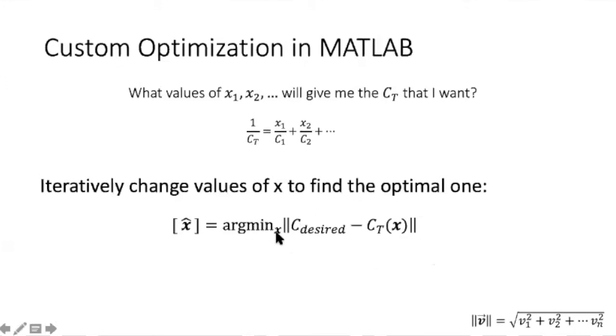So if x is my input argument, I want to change it to minimize this to find the optimal x. These two lines on the end represent the norm. You can customize this value to be whatever you want. You have some desired capacitance, and you subtract it by this function that takes x as an input and gives the total capacitance as an output. You're just trying to minimize the difference between these two values.